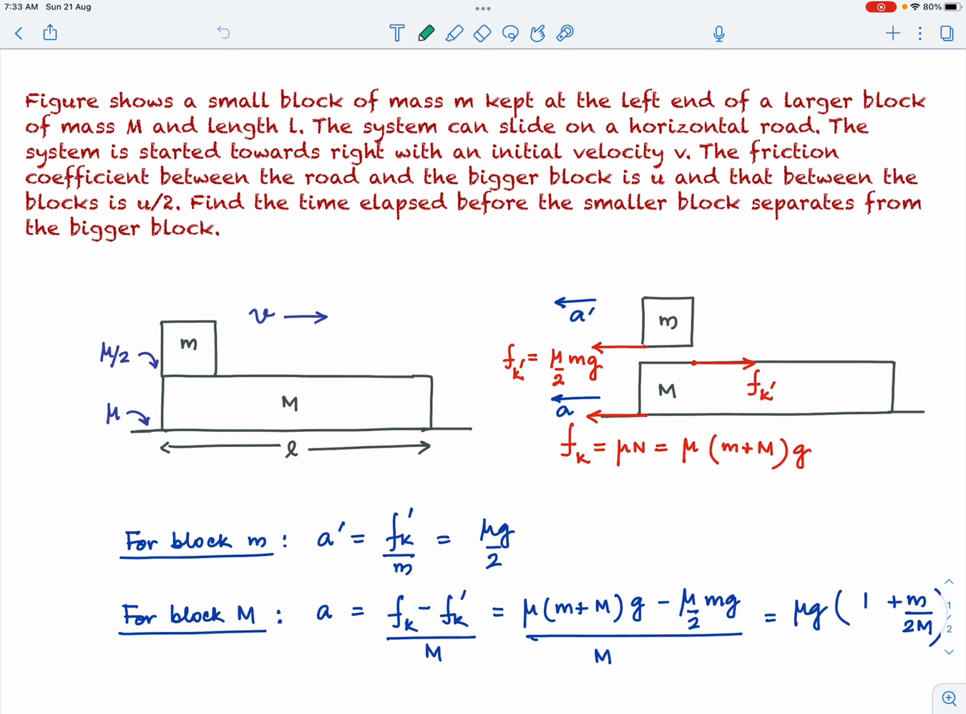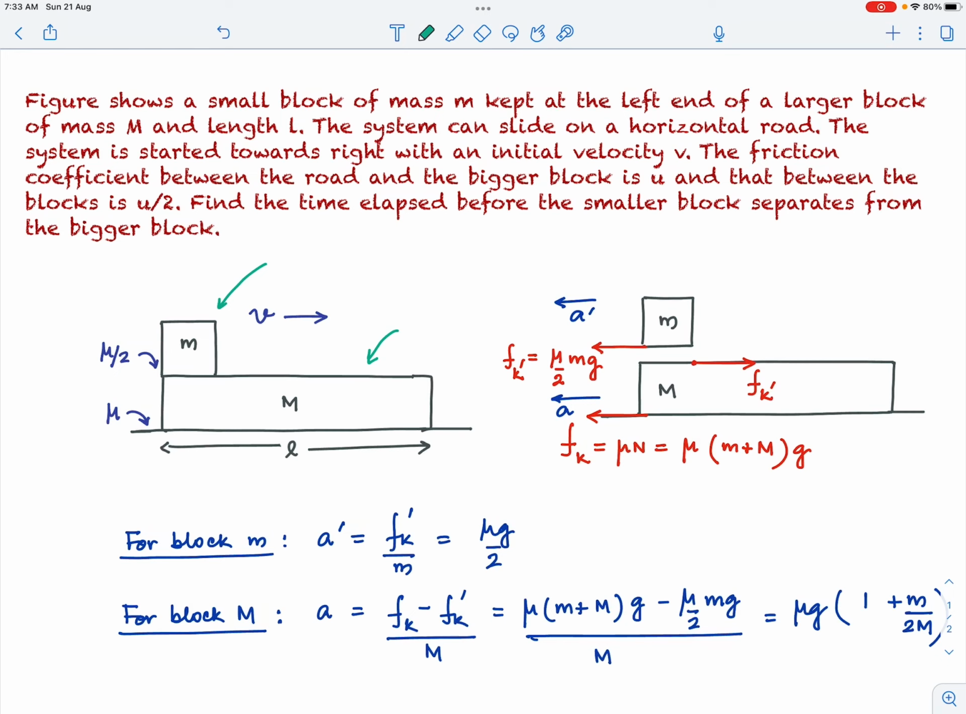We have this small block m and a bigger block M kept one over the other. There is friction between both sets of surfaces, between small m and capital M, and between capital M and the ground. And what you do now is provide an initial velocity to both the blocks. So let's first try and understand what really is happening.